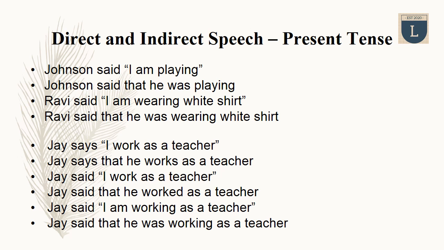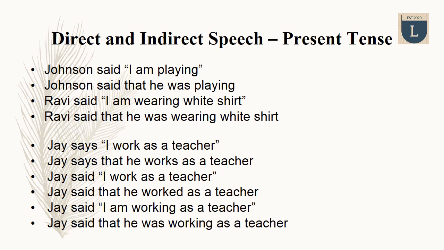John said, "I am playing." John said that he was playing. Changing from present tense to past tense. Ravi said, "I am wearing a white shirt." Ravi said that he was wearing a white shirt. Isn't it? So "I" became "he," inverted commas are removed, and we use the conjunction "that."